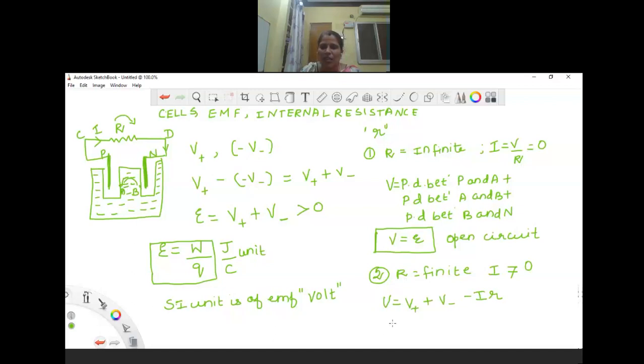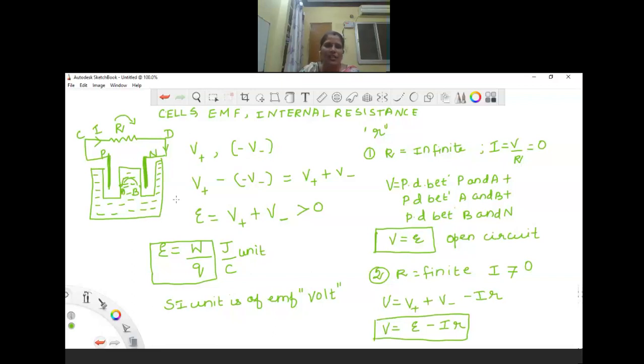And I is the current and R is the internal resistance. So the potential difference between A and B is minus IR. Okay. So now we are going to replace this V plus minus V minus as E, which is nothing but the EMF. Okay. So you keep this in mind. This is very important, children.